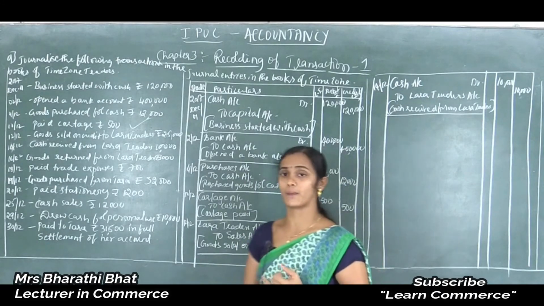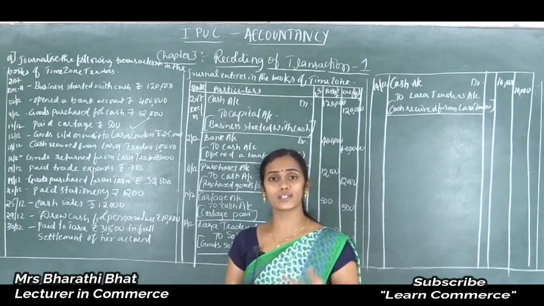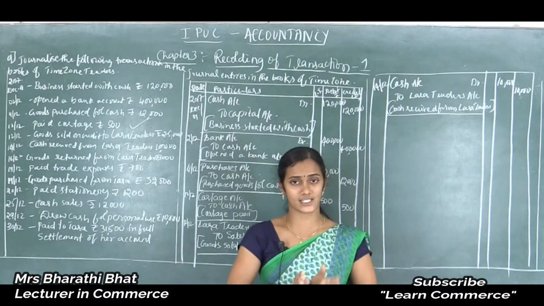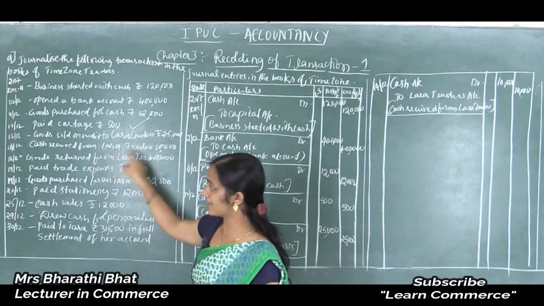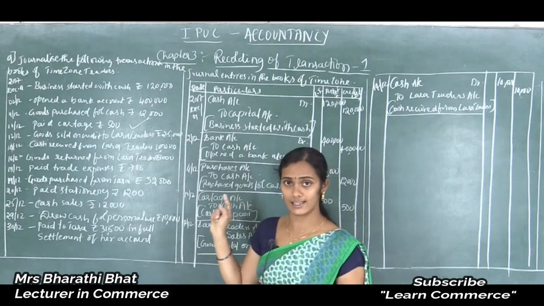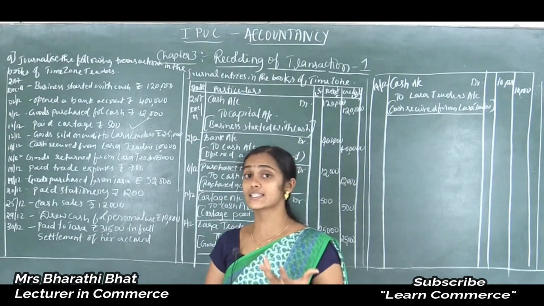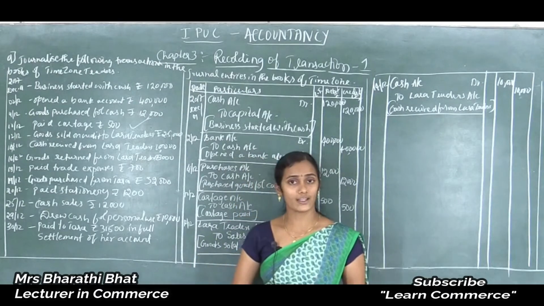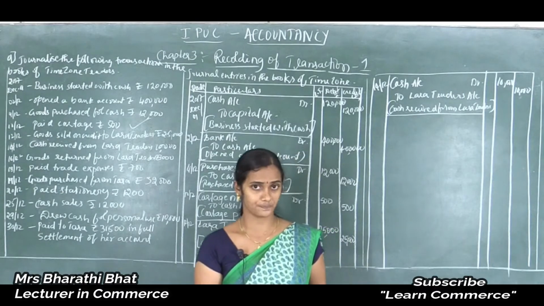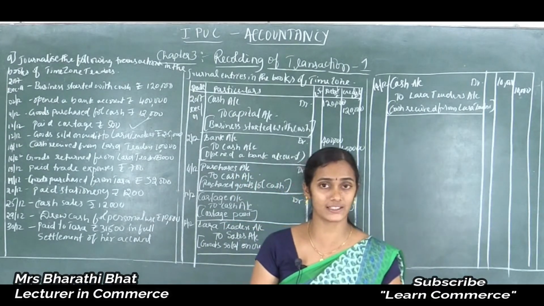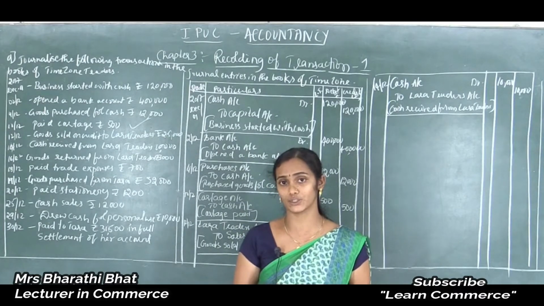Goods returned from Lara Traders, rupees 3,000. After a few days, goods are returned because of some mistake, damage or any other reason, returned to the seller. That is considered as what? Sales return. How can we record it? What is the journal entry for a return? When purchase is debited, purchase return should be credited.